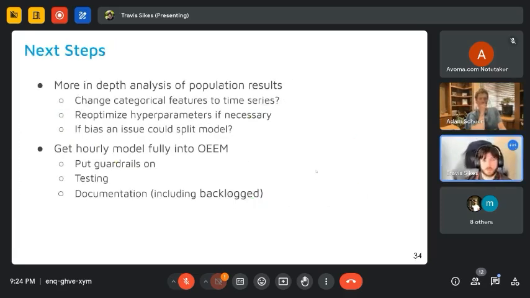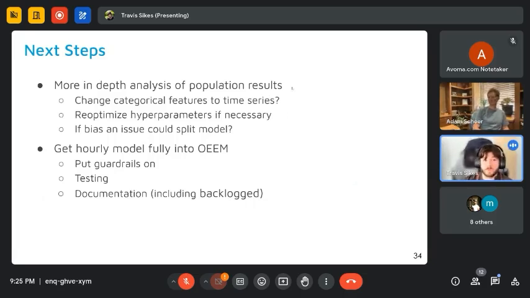So next steps. It may not be clear, but we need to do a lot more analysis on these population level results. In fact, we haven't had these very long. We've had some of them since Monday, and some of them finished today. So there's quite a lot more to be done digging into these.